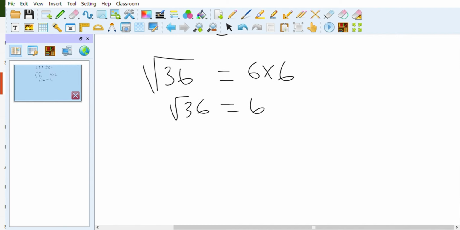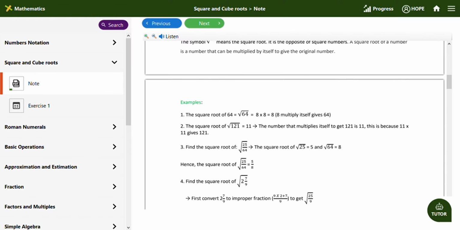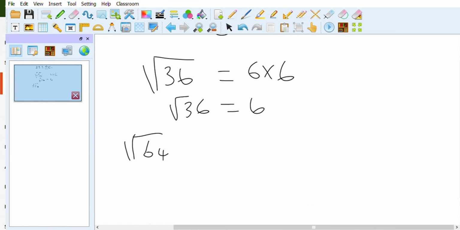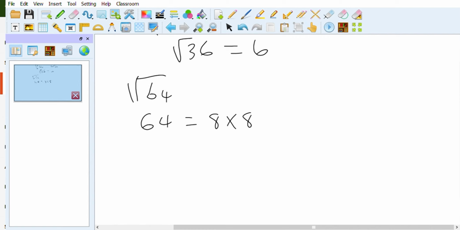I hope you're following. Okay, the square root of 64. We're looking for the square root of 64. If you have mastered your table already, we know that 64 is the same thing as 8 times 8. So if 8 times 8 gives us 64, it means that the square root of 64 will be equal to 8. That number that will multiply itself to give us the original number, that is the square root of the number.